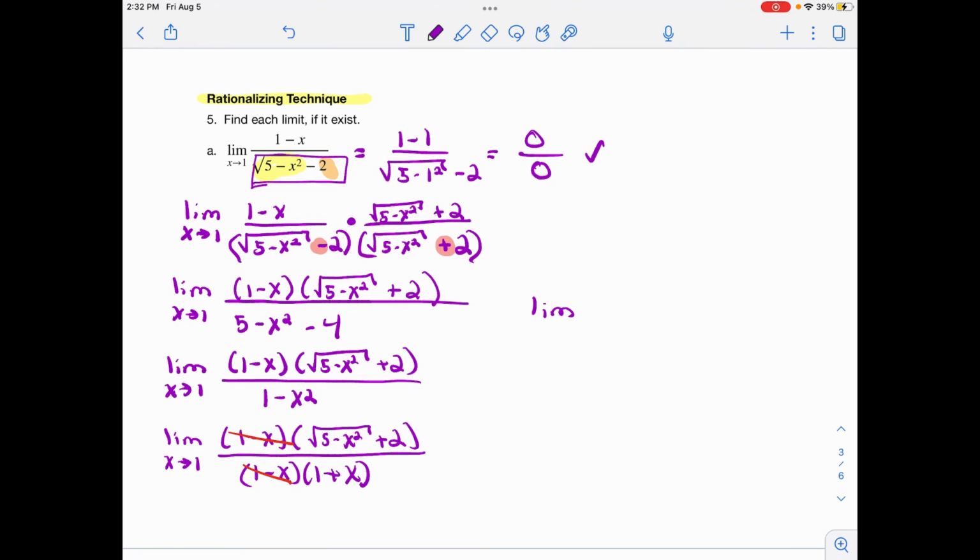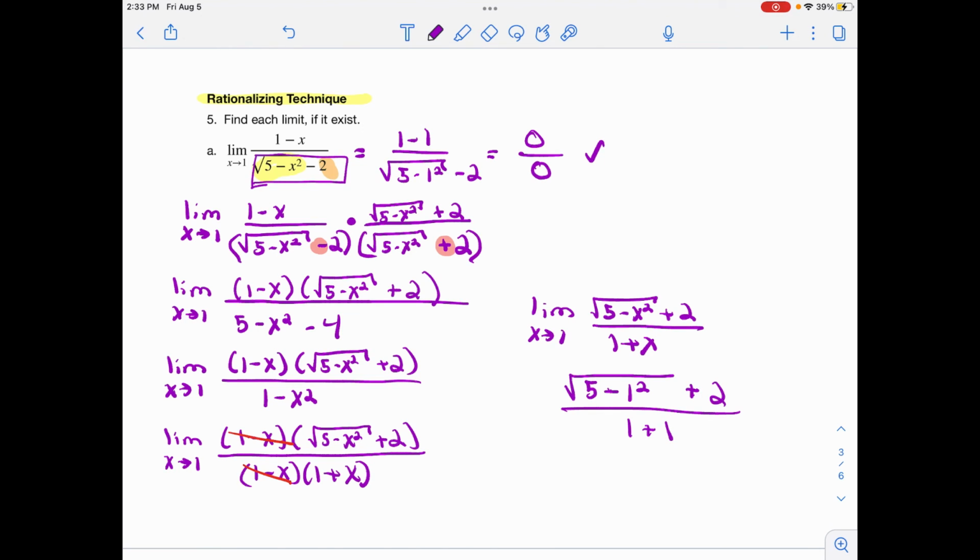And I have the limit as x goes to 1 of the square root of 5 minus x squared plus 2, over 1 plus x. Okay, so that's what that factored down to. And looking at that, I've canceled something involving our variable x from the top and the bottom. So hopefully now that solved my indeterminate form problem. So I'm going to go back to direct substitution, replace every x with 1, and see what I get. So 1 squared is 1, 5 minus 1 is 4, square root of 4 is 2, 2 plus 2 is 4, over 2, which is 2. So my answer to this problem is 2.